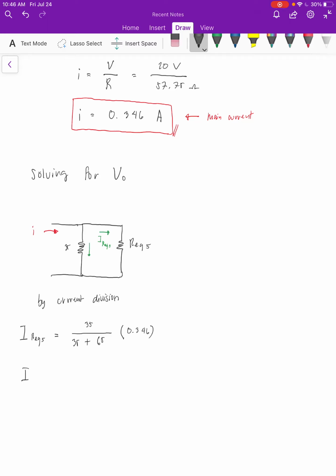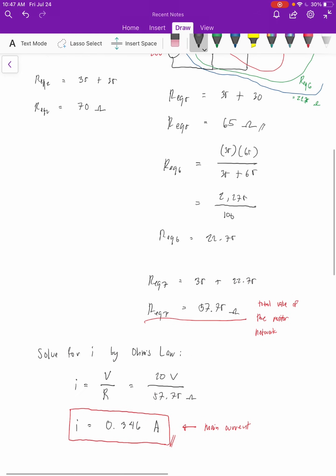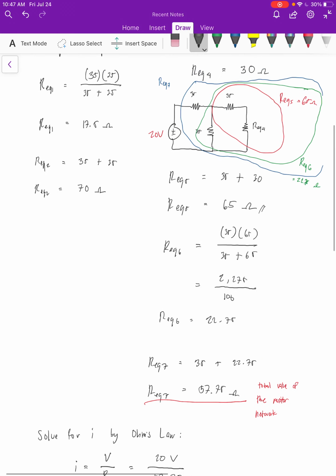So we can then solve for our current at REQ5. We have 35 plus 65 is equal to 100. So we have 35 divided by 100 times 0.346. That's equal to 0.121 amperes. So that's a very small amount of current that flows in our REQ5.